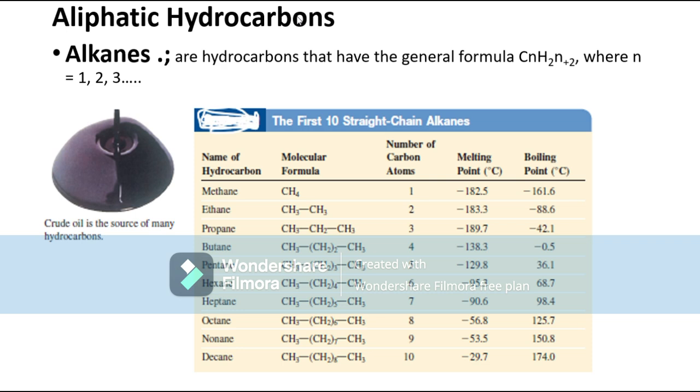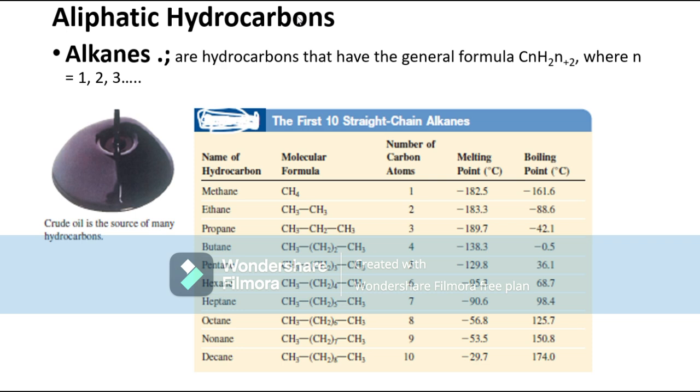So the aliphatic hydrocarbon, as explained in the previous class, is the straight chain of hydrocarbon, while the other is aromatic. So aliphatic hydrocarbon is a straight chain and it contains alkanes, alkenes, and alkynes and other derivatives. In our class today we are going to discuss alkanes.